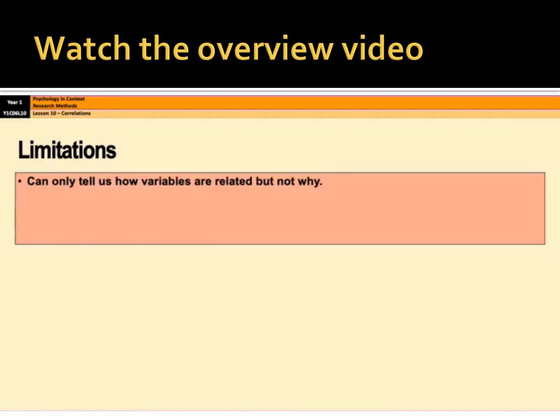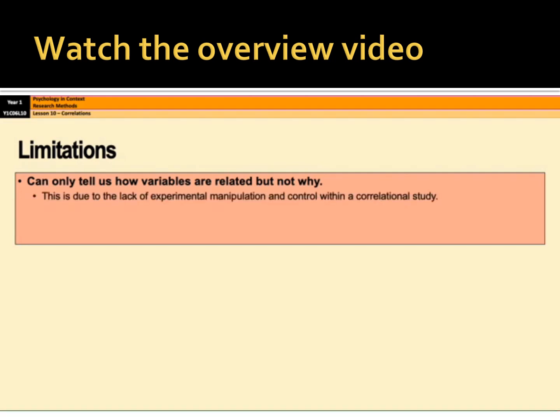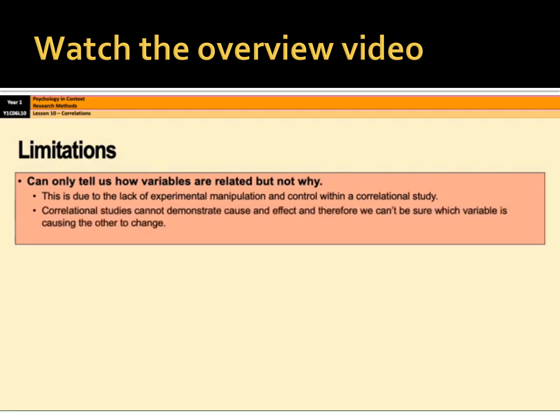So moving on to limitations, there are 3 that I'm going to show you. The first one is the fact that it can only tell us how variables are related, but not why they're related. Okay, and that's due to the lack of experimental manipulation and control within a correlational study.